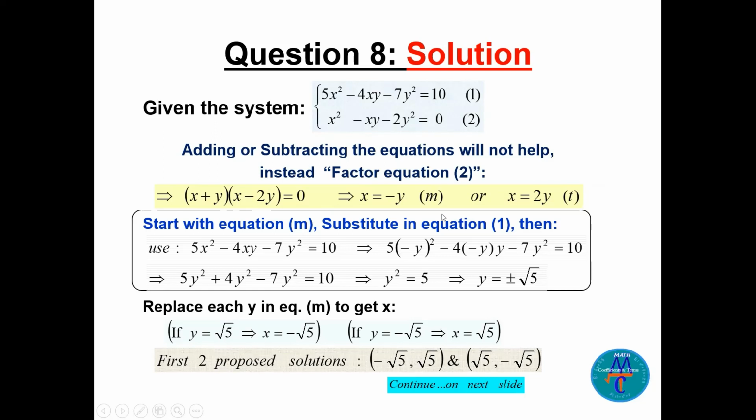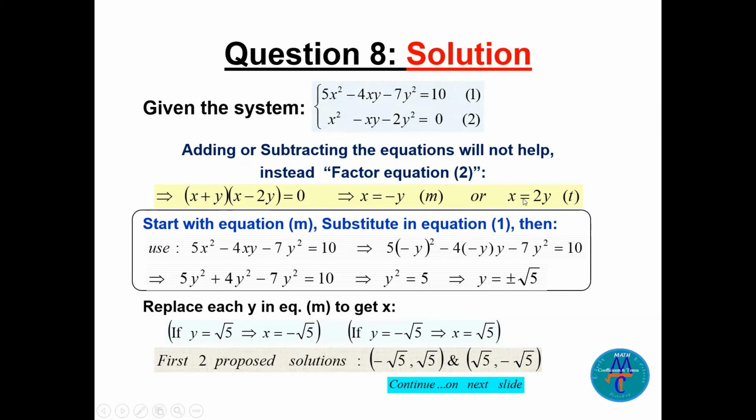So what I will do, I will take equation m, x is equal to minus y, and replace it in equation 1 here. So I will get y squared is equal to 5. Please check it. So y will be plus or minus square root of 5. These are the 2 values for y. To get the x, I take each y and replace it in equation m. On the next slide, I will do the same for equation t.